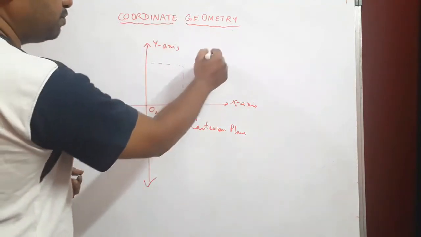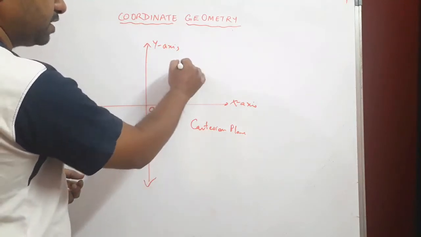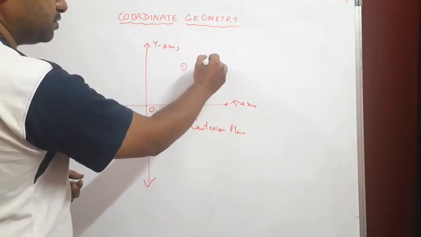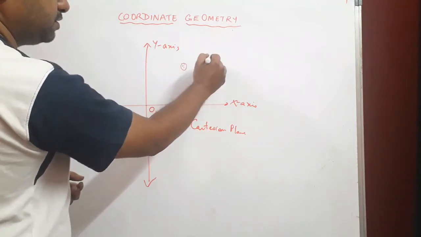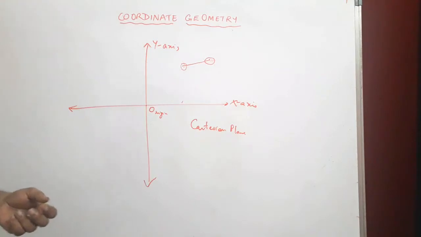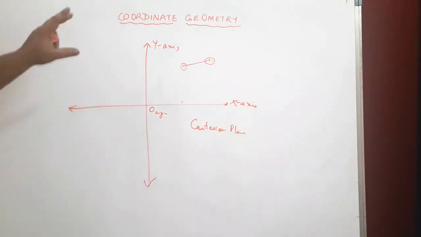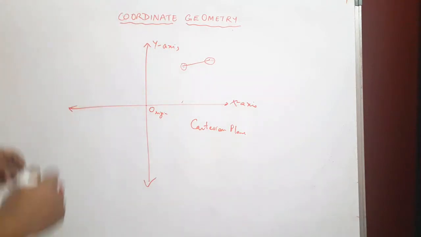But what if there are 2 points? Maybe there is a point here that we have drawn, and maybe there is a point over here. We need to find the distance between the points. How do we find out? Every now and then we can't take a graph paper, so that is where coordinate geometry comes into the picture.